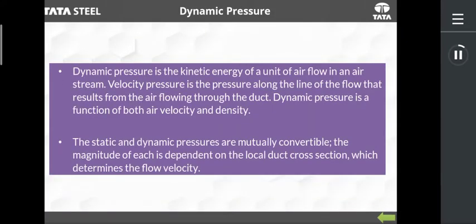Dynamic pressure. Dynamic pressure is the kinetic energy of a unit of airflow in an airstream. Velocity pressure is the pressure along the line of the flow that results from the air flowing through the duct. Dynamic pressure is a function of both air velocity and density. The static and dynamic pressures are mutually convertible. The magnitude of each is dependent on the local duct cross-section, which determines the flow velocity.